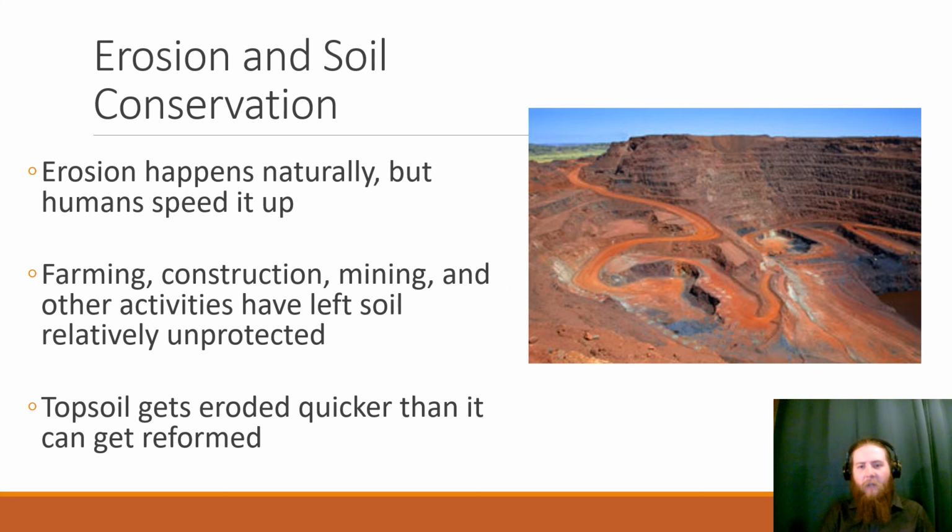We need to preserve our soil, because erosion is a natural process, but as humans, we create larger surface area and speed this up. Things like farming, construction, mining, and other activities leave soil unprotected. The wind can come and pick it up. The water can carry it away. And when this happens, the topsoil is getting eroded much quicker than it can get reformed. When we talked about resources, this makes it a non-renewable resource.